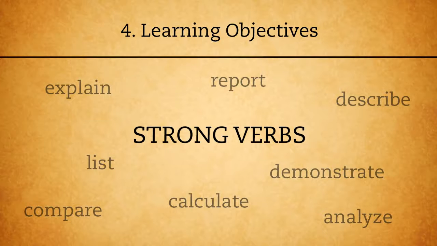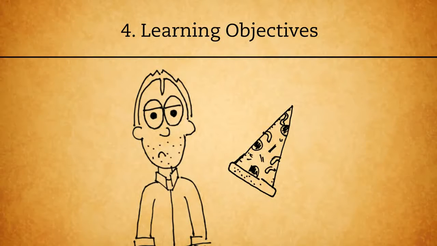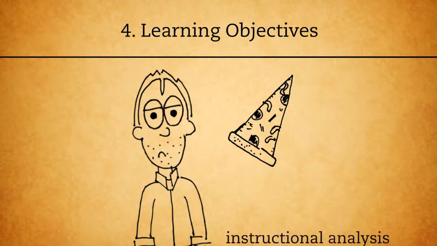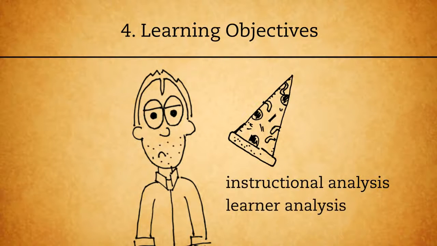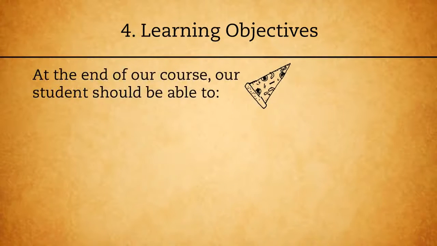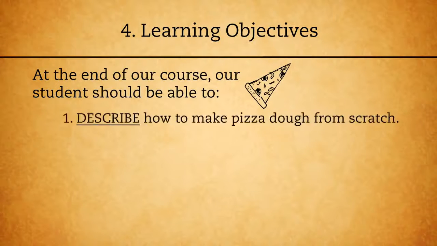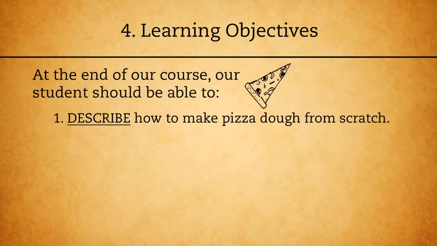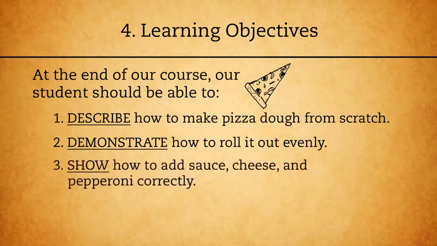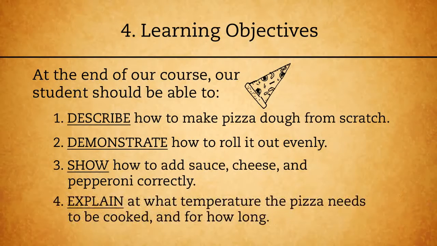In our example, we know our instructional goal is to teach your friend how to make a pizza, but we need to be more specific with our learning objectives. Based on what we learned in our instructional analysis and learner analysis, we can come up with some good learning objectives, like this. At the end of our course, our students should be able to describe how to make pizza dough from scratch, demonstrate how to roll it out evenly, show how to add sauce, cheese, and pepperoni correctly, and explain at what temperature the pizza needs to be cooked and for how long. Knowing what our learning objectives are is going to go a long way in helping us design our course.